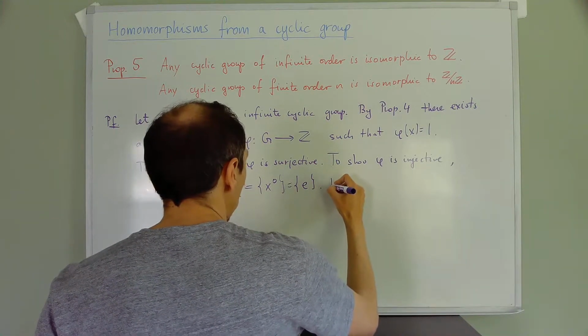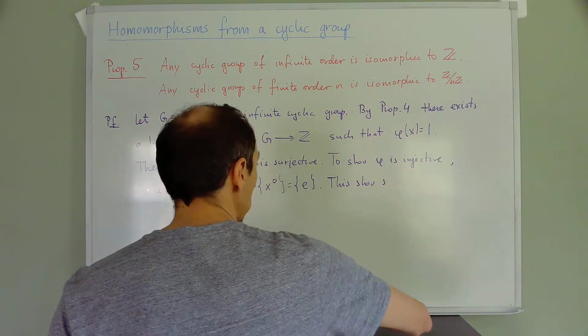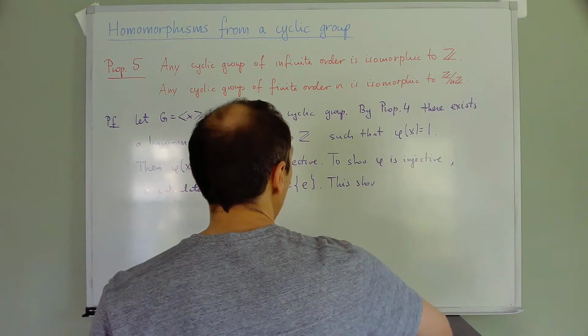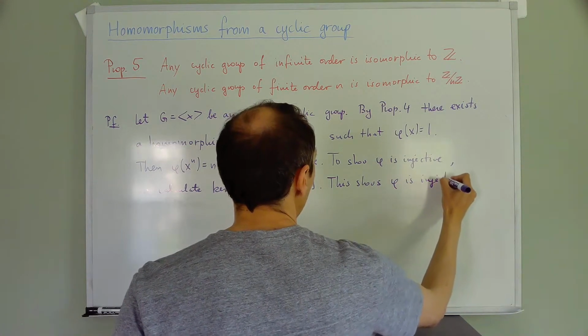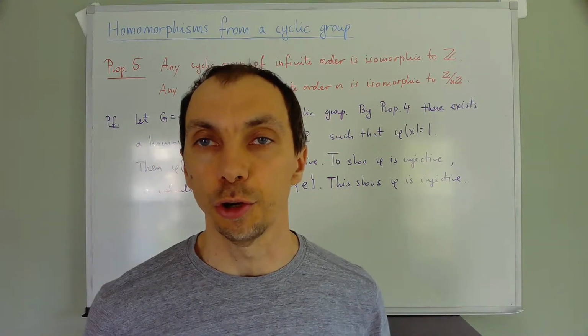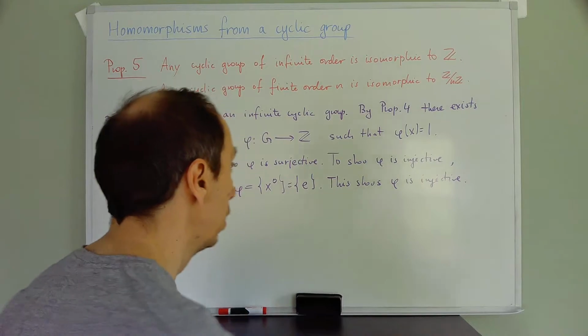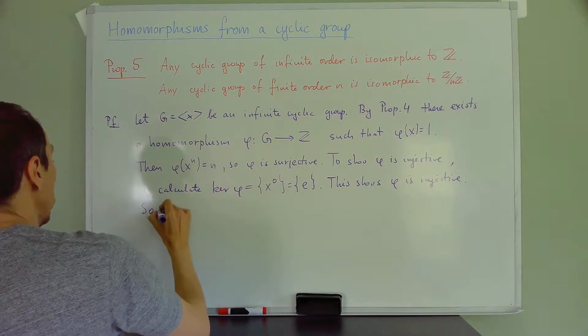So this shows phi is injective, because a homomorphism is injective if and only if the kernel consists of just the identity. So I have homomorphism, surjective, and injective. So phi is an isomorphism.